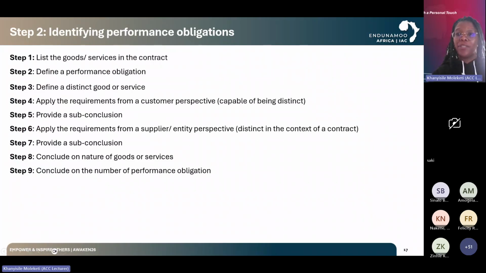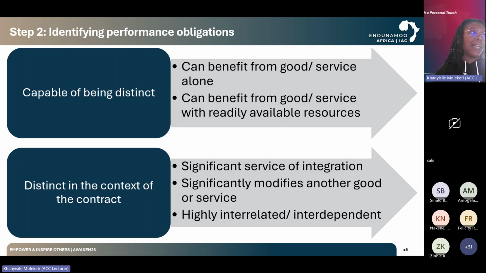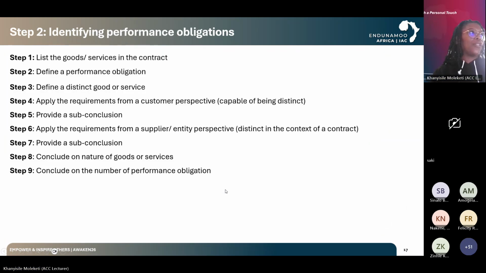Thanks. And you are 100% correct. When we speak about applying the requirements from a customer perspective, it's only the capable of being distinct. So what I mean here is, when I said customer, customer perspective is capable of being distinct. Entity perspective is these 3. So at step 4, you are only applying capable of being distinct.